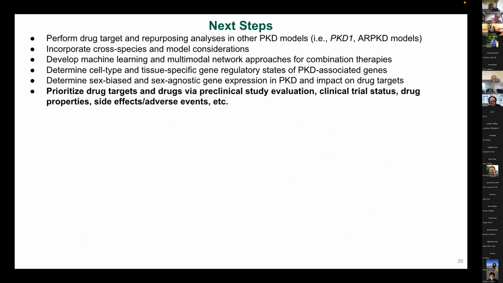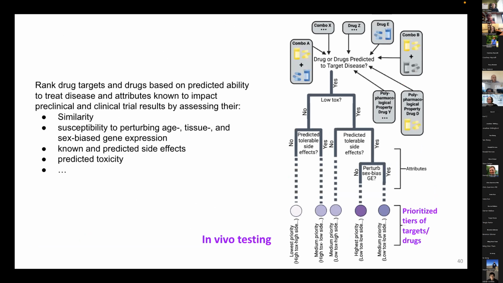And so finally, this is my last real slide, is thinking about how to put all of this together. So we're envisioning putting together different models where we're able to look at drugs, drug targets, and drug repurposing candidates and ask questions about which of those are able to reverse or hit targets that are important for PKD, but then also refining them based on their known or predicted toxicity or side effects, or their ability to perturb or not perturb things like sex bias gene expression.